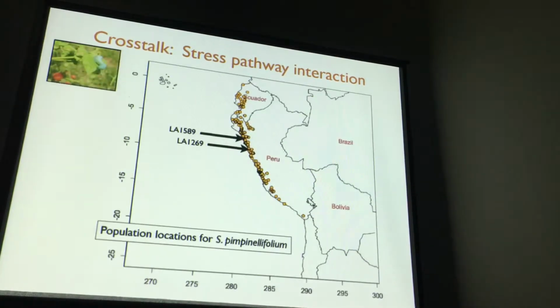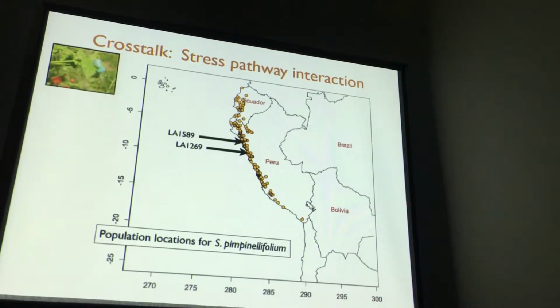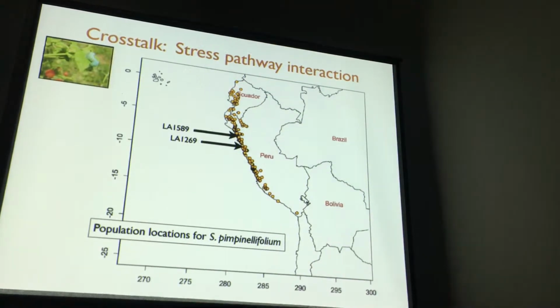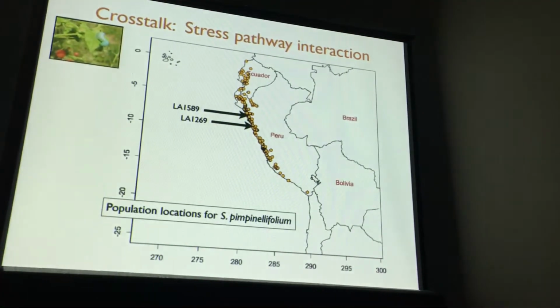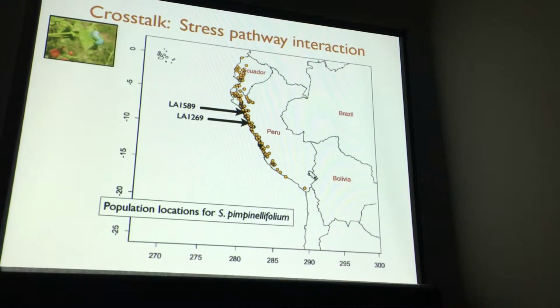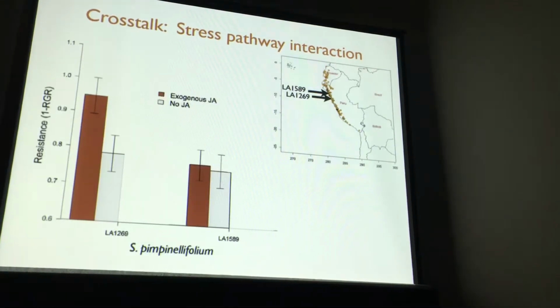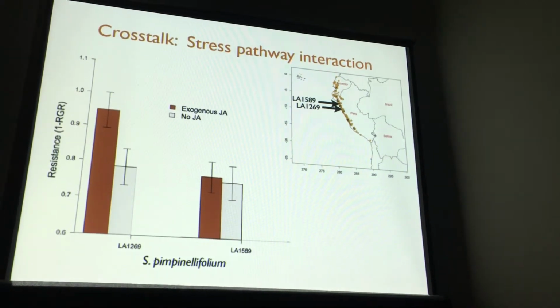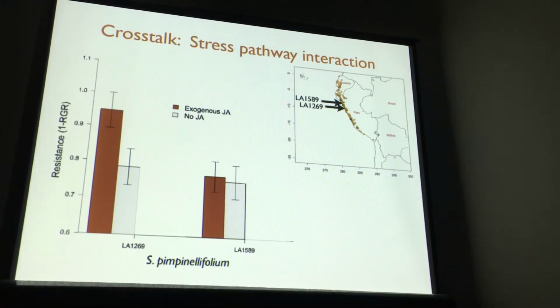Well, we can actually go to a nice model system for that, the wild tomato. Tomato is a system where jasmonic acid and inducible defenses were first described. And here I've gone and collected two accessions, two different populations of Solanum pimpinellifolium. And I can grow them under common conditions and expose them to different stresses.